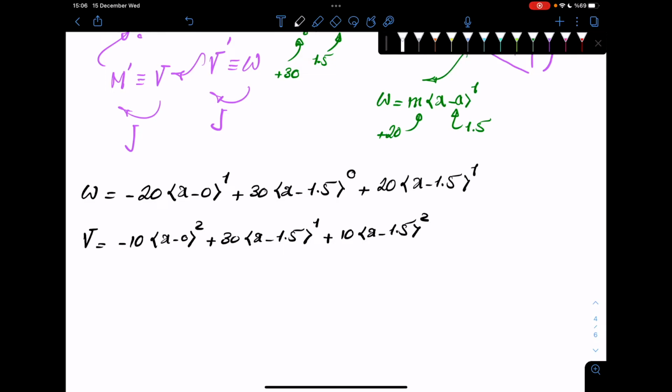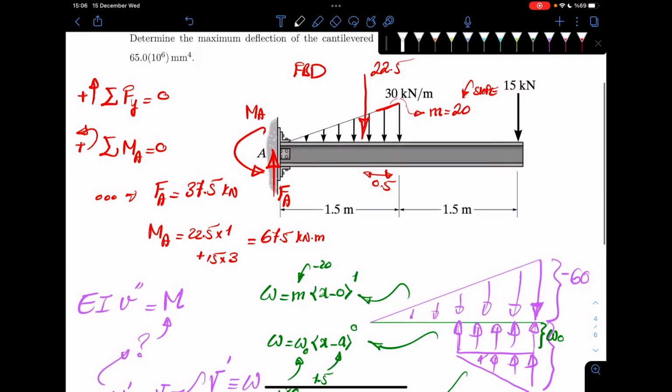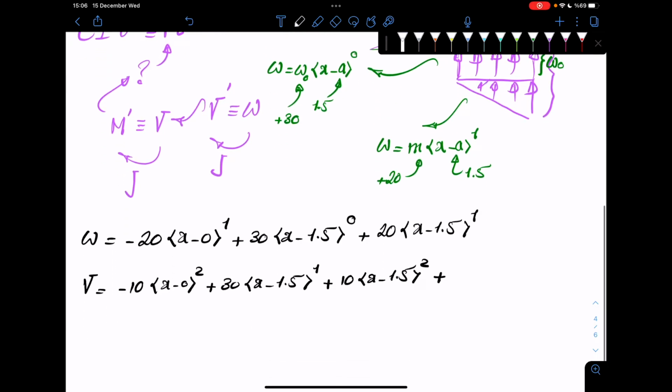But then you also need to add a constant here, right? So there is a constant adding to this. And now that constant would be your shear force at x equals 0, right? So again, you can say it is a constant.